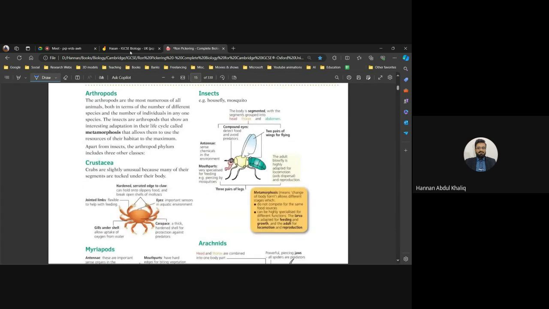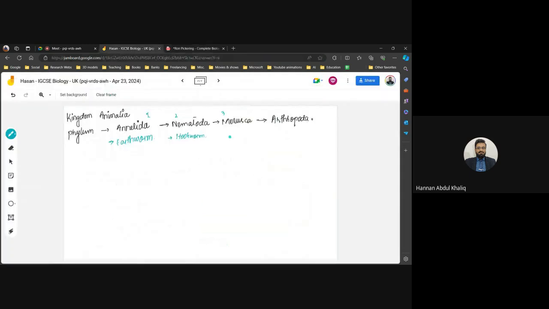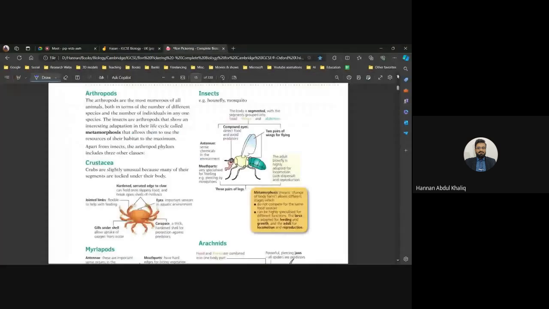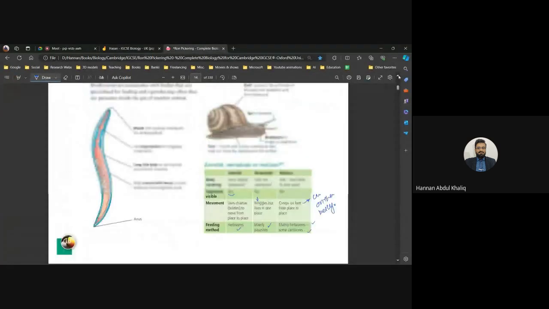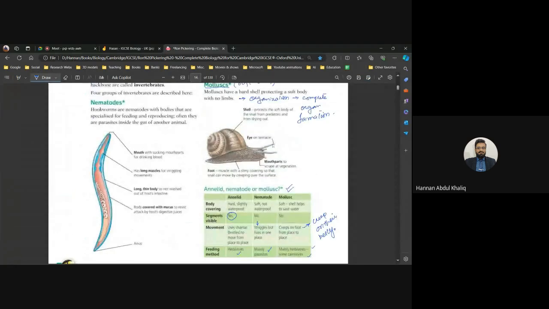Now, about the third group, arthropods. In Mollusca, I gave you the example of the snail. Let's have a small look at the snail, then we'll get back to the Arthropoda. In the snail, you can see there are eyes on the tentacles. Their eyes are not on the head. They are present on the tentacles, and then they have mouth parts to scrape at vegetation.